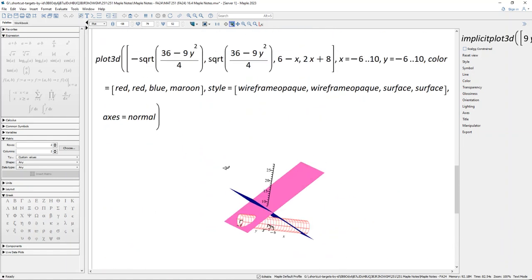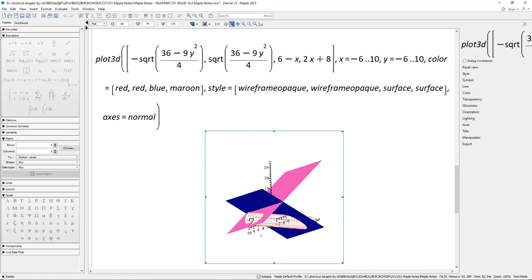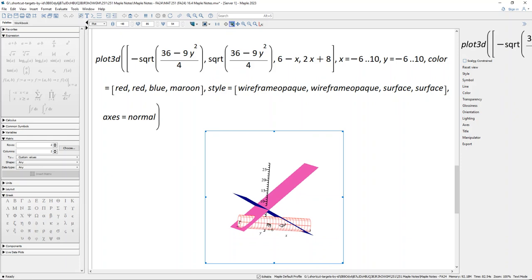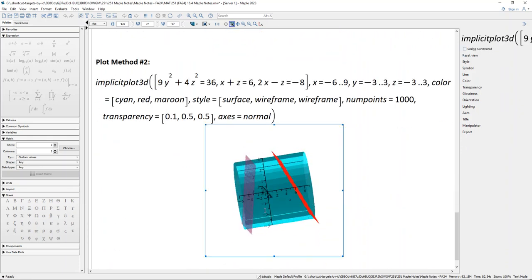All right, so I've drawn it two ways. I drew it with plot3d right there. So it's kind of that section of the cylinder right there. And I also drew it with implicitplot3d. I don't know which is better, but there you have it. So it's an ellipse, and then we're cutting off sections of that ellipse, right? Okay, so now we've got to try to draw this thing.